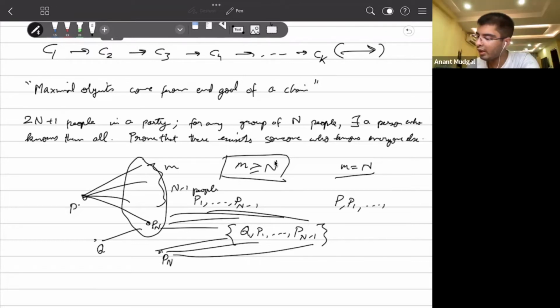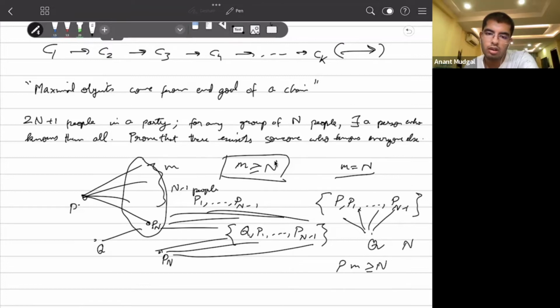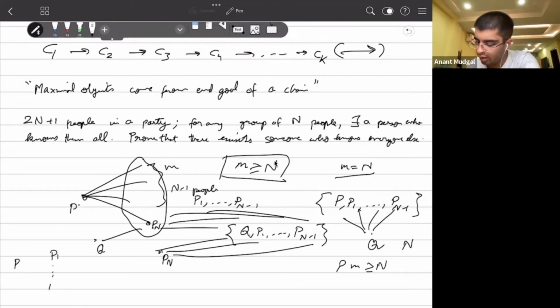But if you just pick P1 to Pn minus 1 and pick a person Q over here who knows all of them, then Q knows n people and P knows this many people, right? So it's still not enough. I'm saying consider the set P1 to Pn, that is all the people P knows. So yes, P knows P1 to Pn.